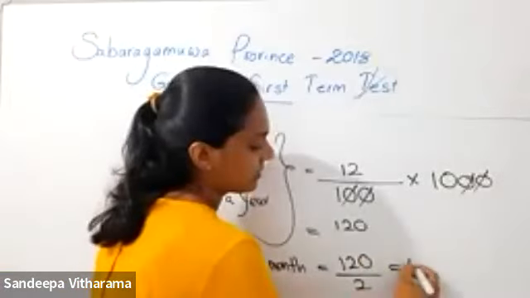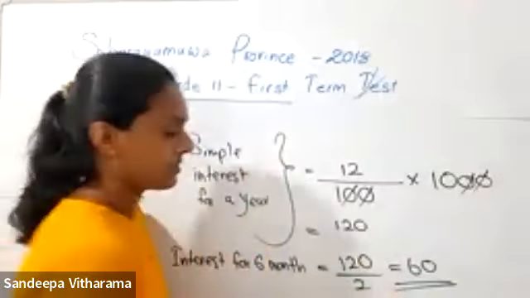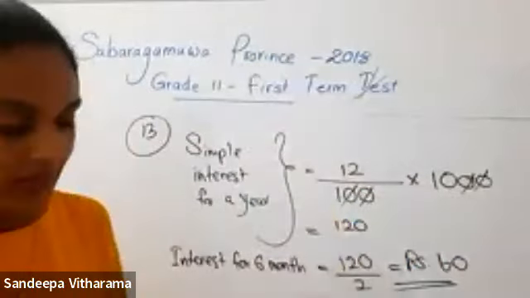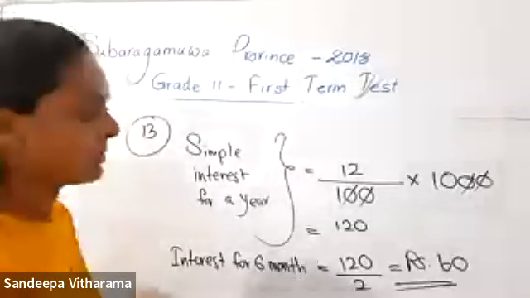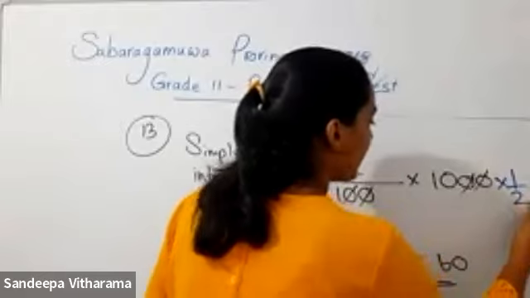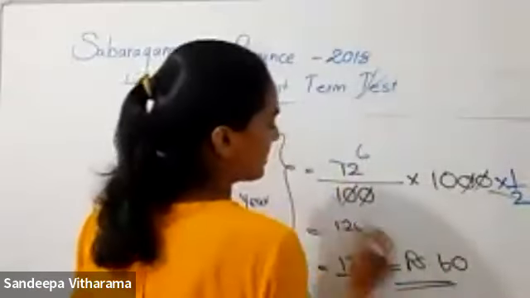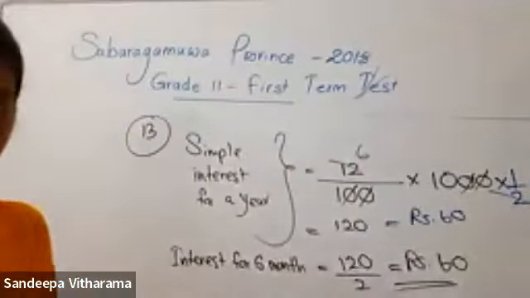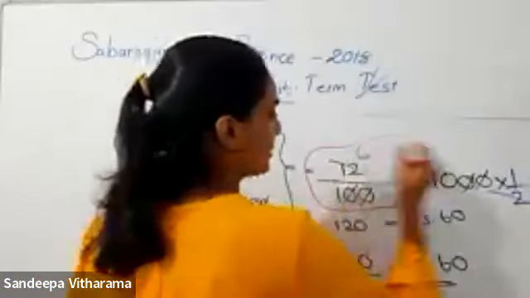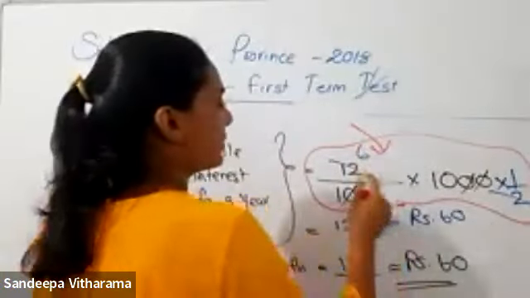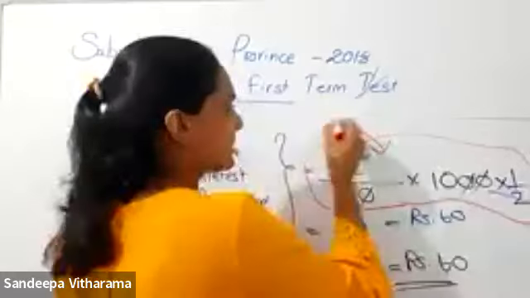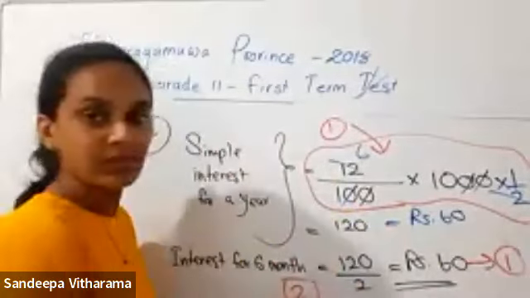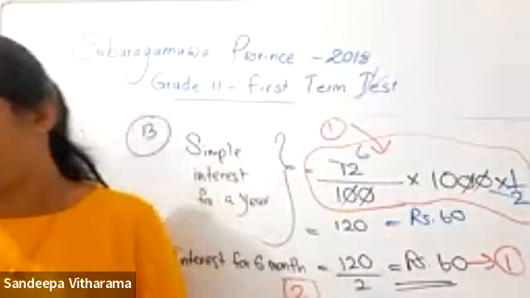120 divided by 2 is 60. 60 rupees. Don't forget it. Actually, you can do this at once. How? You can multiply this by 1/2. Then this is simplified at once, so the answer we get is 60 rupees here. For writing this method, this is how you should have done it. For expressing the particular method you are given 1 mark, and for obtaining the answer 1 mark. Altogether, you are given 2 marks for this question.